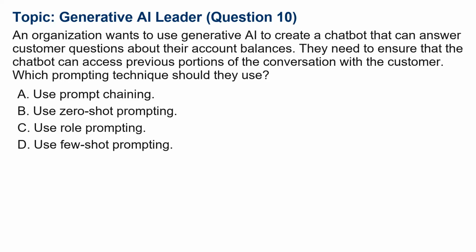An organization wants to use generative AI to create a chatbot that can answer customer questions about their account balances. They need to ensure that the chatbot can access previous portions of the conversation with the customer. Which prompting technique should they use? A. Use prompt chaining. B. Use zero-shot prompting. C. Use role prompting. D. Use few-shot prompting.